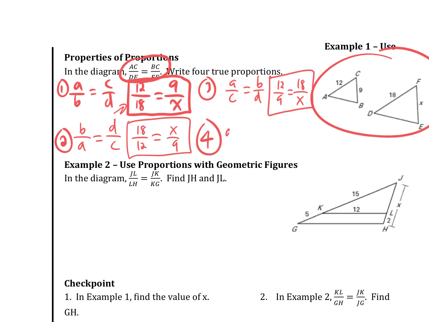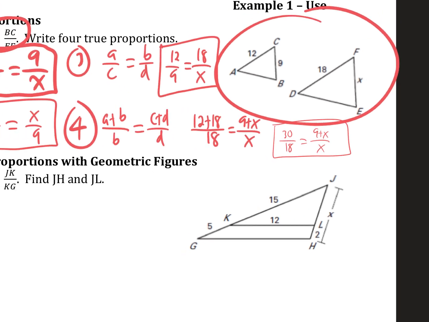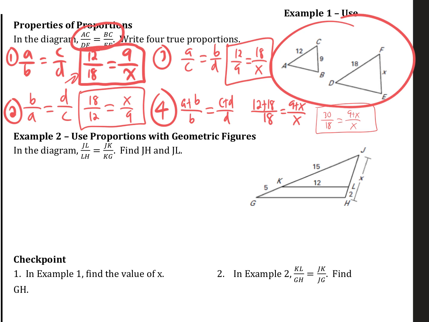And the last one's kind of weird. That's A plus B over B equals C plus D over D. In this case, this would be 12 plus 18 over 18 equals, sorry, 9 plus X over X. And if you wanted to, we can simplify this a little bit. The 12 plus 18 can reduce to what? We can get 30 over 18 equals 9 plus X over X. Okay? That last one's going to be hard to see and kind of hard to work with, but just go ahead and make sure you kind of know what we're doing there, okay?